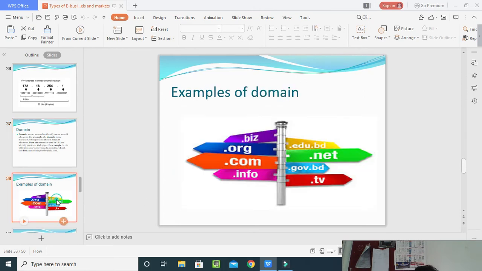How will it work? These are examples: .business, .biz, .org, .com, .info, .tv, .gov, .bd, .net, .edu, like that. All these things. So these are the domains. How do they identify the IP address? With the help of the IP address, they will identify the location and the identification of the computer.